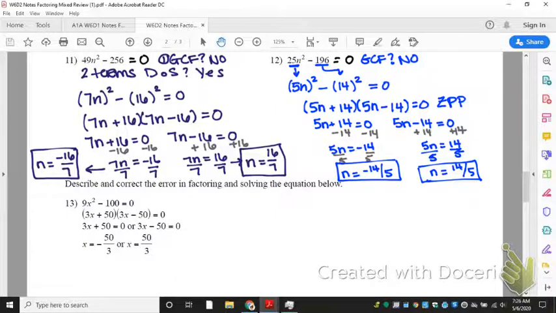Last example, promise. Describe and correct the error in factoring and solving the equation below. Okay, so what's the problem in this one? Take a look at it. What's the issue? So let's see. Is there a GCF? Okay, so there's no GCF. Okay, they didn't factor that out, so that's good. So far, so good. Is it a difference of squares? Because we have two terms. So the answer to that is actually yes. Because 9x squared is going to be 3x squared, and 100 is 10 squared.